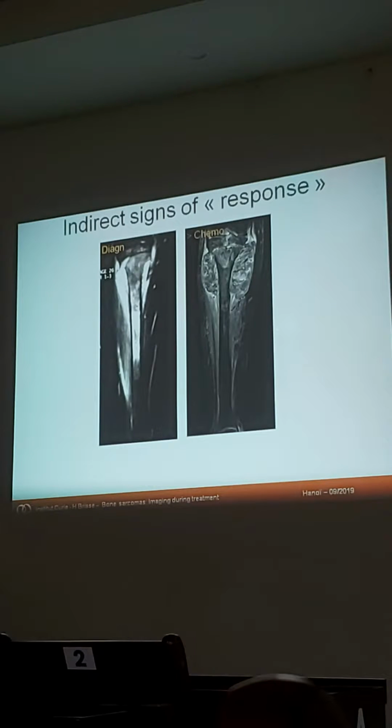So the first thing is to measure the volume of the tumor. The second point, which is interesting by MRI, is to assess the muscle edema. Usually at diagnosis, especially on T2 weighted with fat saturation and on STIR sequences, you have a huge increased signal of the muscles around the tumor because of inflammatory changes. And usually when the tumor responds to chemotherapy, this edema is decreasing and this is quite correlated with the clinical sign, with the decrease of pain during the treatment. So the decrease of edema is an indirect sign of response.